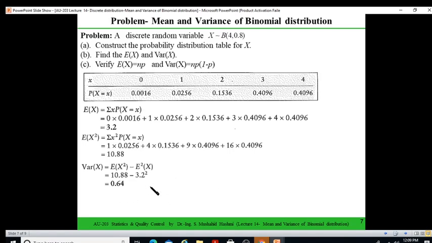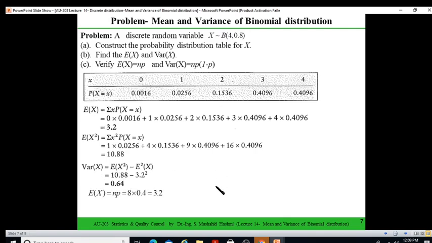Okay, what we have done is we have not used the formula for calculating the expected value and the variance, but we used the distribution to first develop the probability distribution table, and then we used the previous lecture strategy to calculate the expected value and the variance of that random variable.